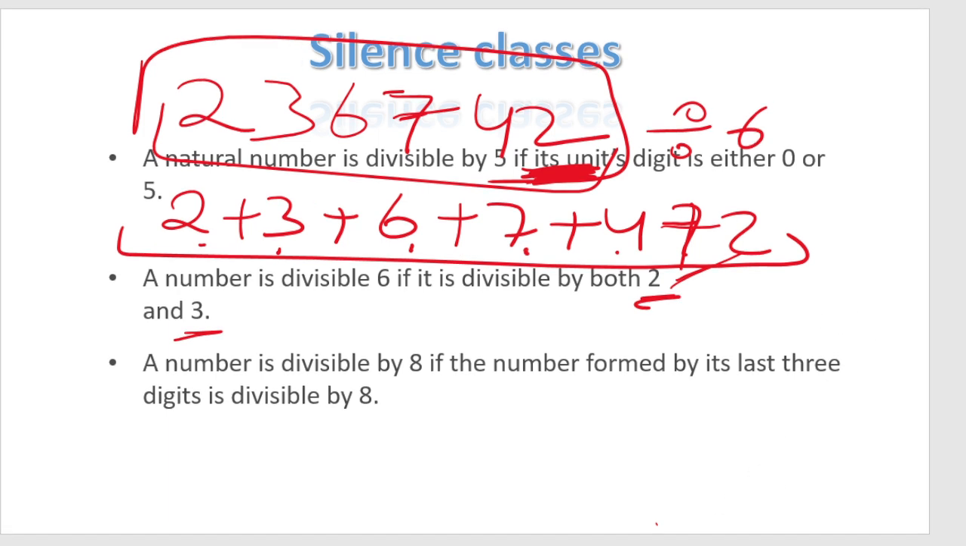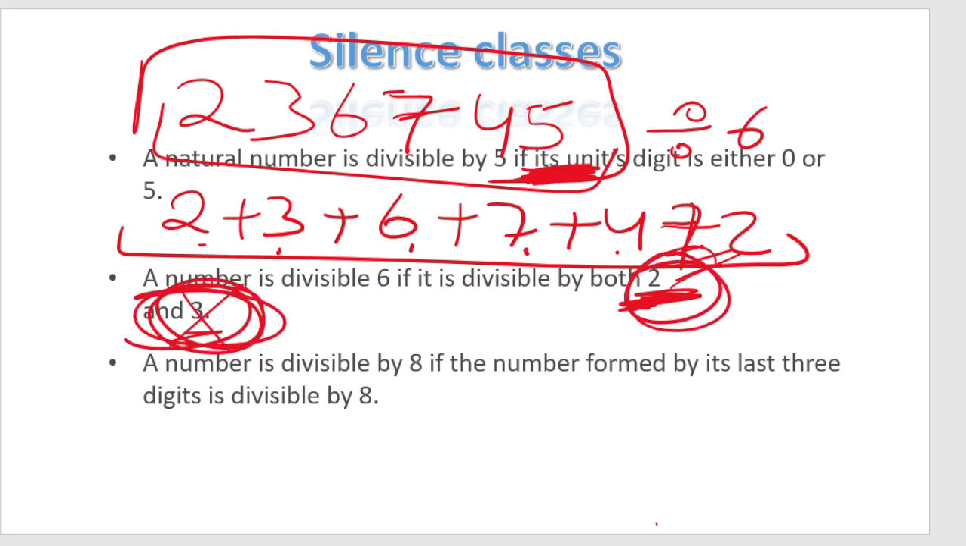So you have to use two criteria in this. First of all, you have to check whether the last number is divisible by 2 or not. If the last digit is 5 over here, it means this number is not divisible by 6 because the first criterion is not met. If the first criterion is not met, we cannot go to the second one. From here only we came to know that this number is not divisible by 6.